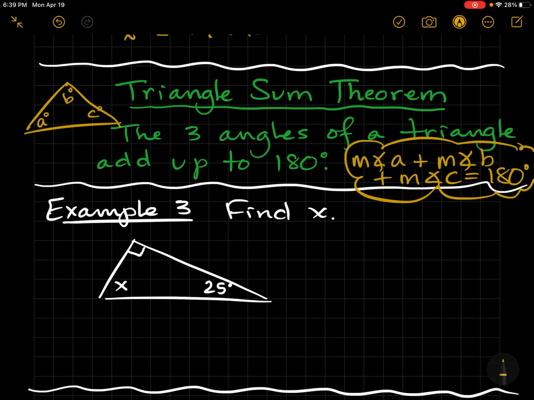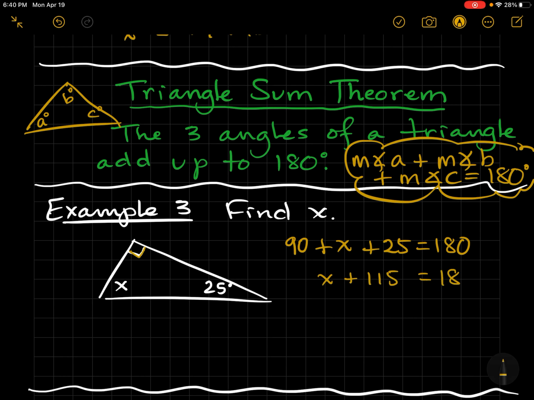So now, looking at this triangle, let's see what x must equal. Now this one's unique because that's a right angle. So we know that's 90 plus x plus 25 equals 180. And this would be the equation.